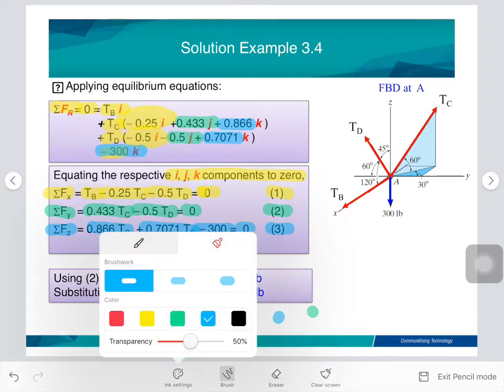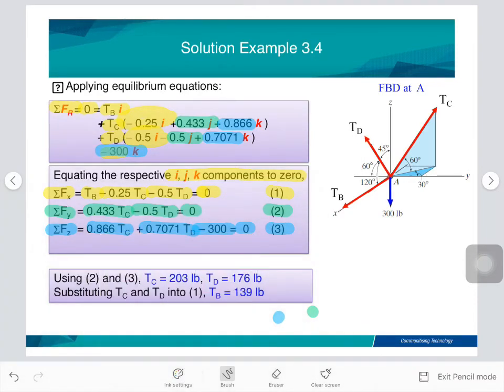So now you can use your calculator to solve these three unknowns. You must arrange properly. So first using equations 2 and 3, you can get the TC value and the TD value, and then you substitute TC and TD into the first equation, then you can solve for TB. Got it?